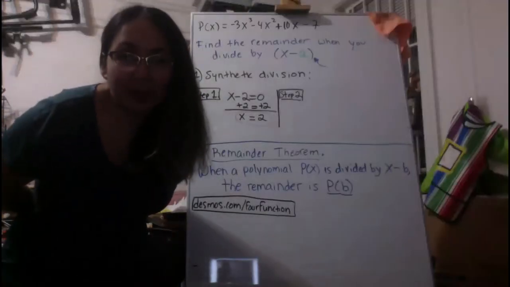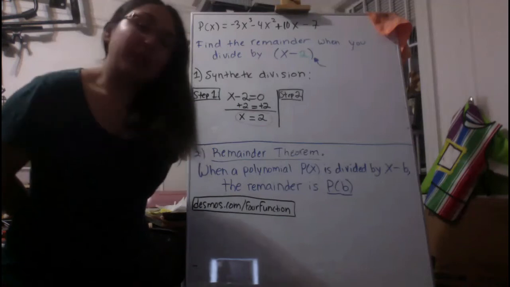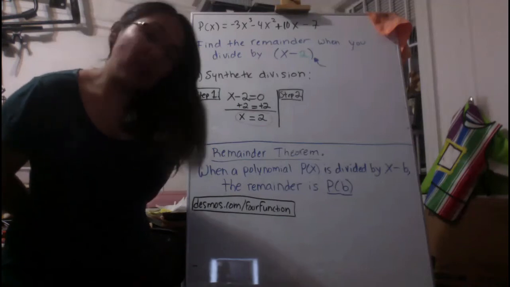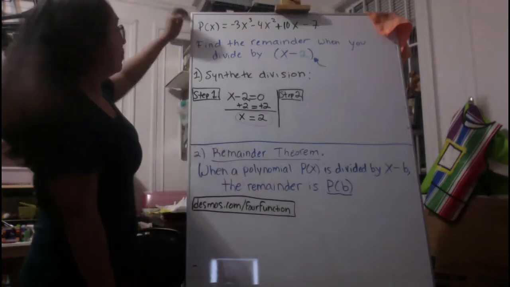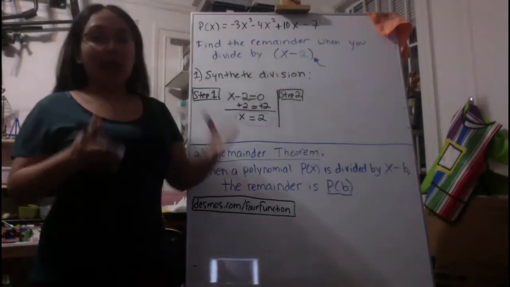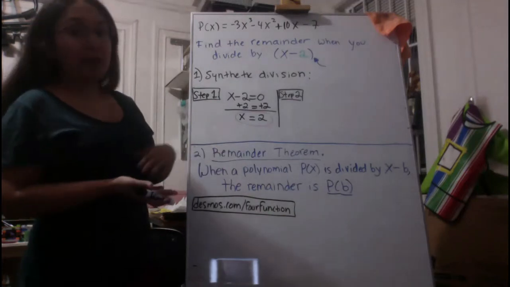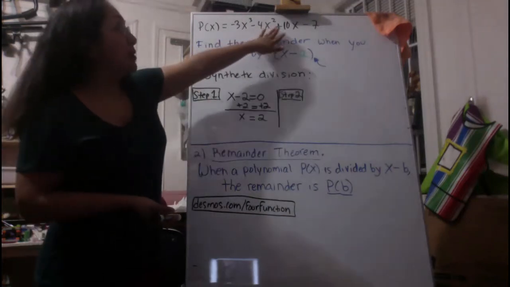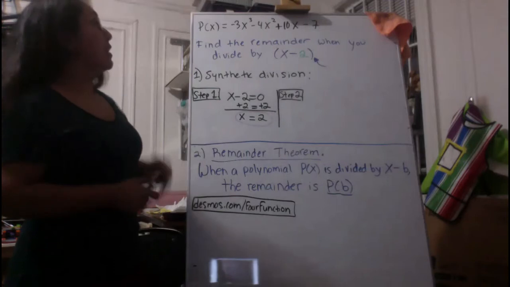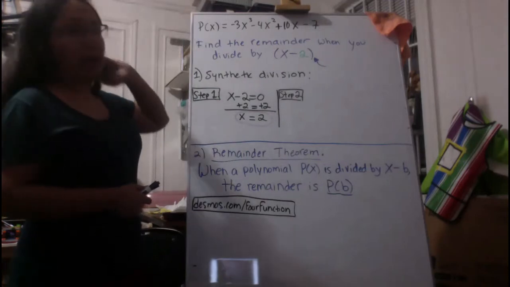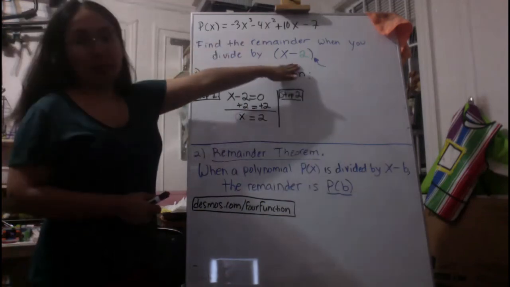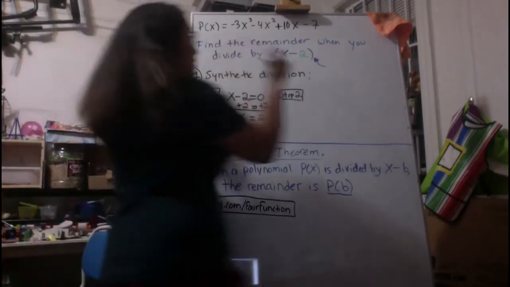Today we're going to be reviewing the remainder theorem. Now before we do, let's take a look at this problem here. Here's a polynomial, p of x is equal to negative 3x to the cube power minus 4x squared plus 10x minus 7. And the problem says, find the remainder when you divide by x minus 2. So we're going to call that the divisor.